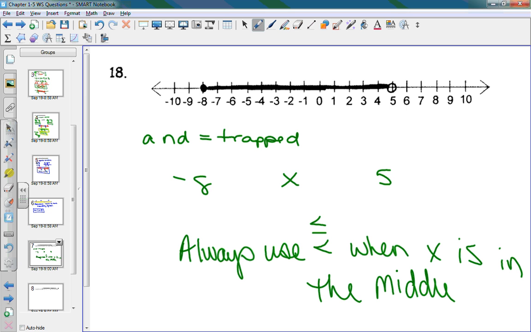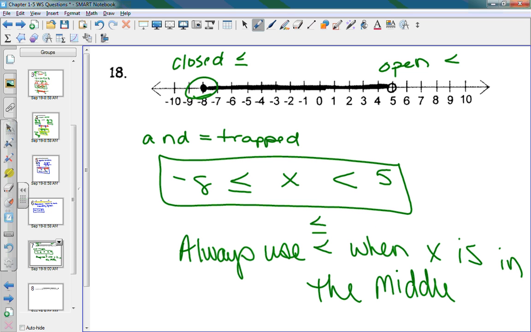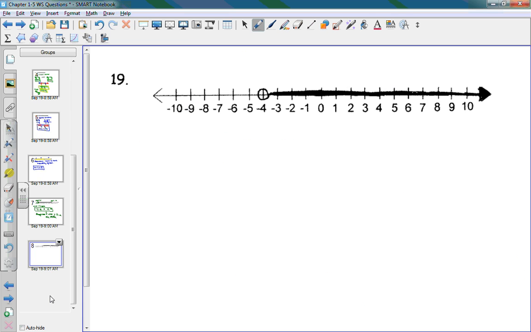Now, since -8 is always less than 5, you have to ask yourself, is it open or closed? Well, it's closed, so therefore I have to add the less than or equal to symbol on the -8. And is it open or closed at 5? It's open, so open means less than, and closed means less than or equal to. So this is going to be your inequality statement. The next one is strictly going to be only one. x is not trapped because the arrow goes on forever, so x is going to be strictly greater than -12.